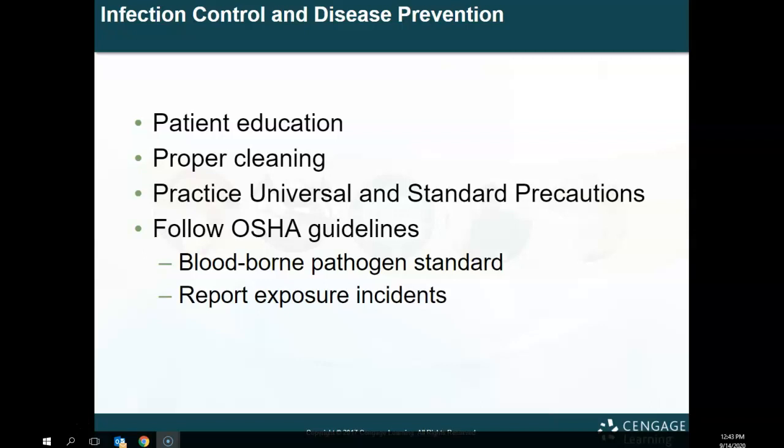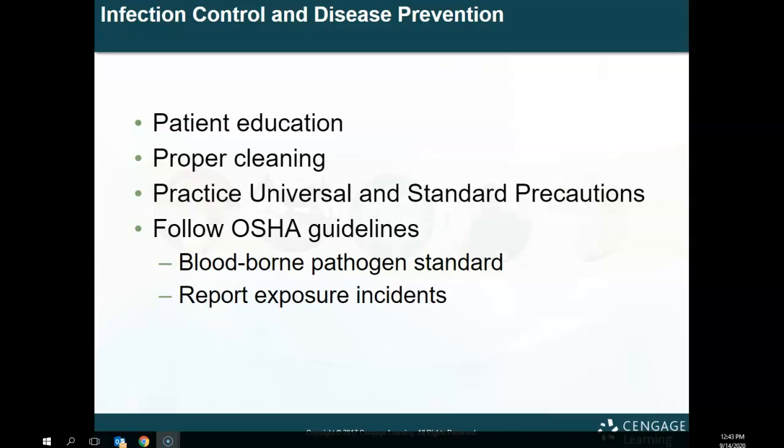Moving on. Follow OSHA guidelines. Does anybody know what OSHA stands for? No, but you're not totally far off. Occupational Safety and Health Administration. I like yours too, but I'm just saying that is what it stands for.